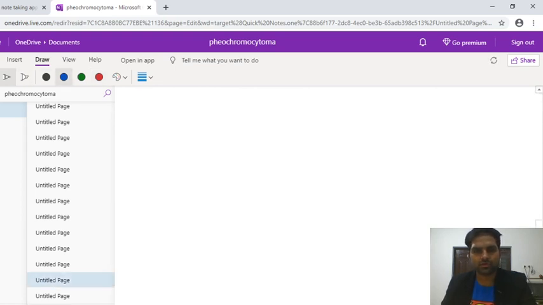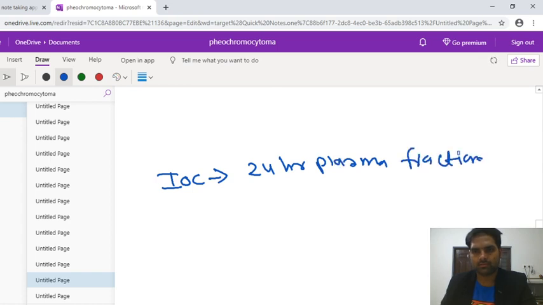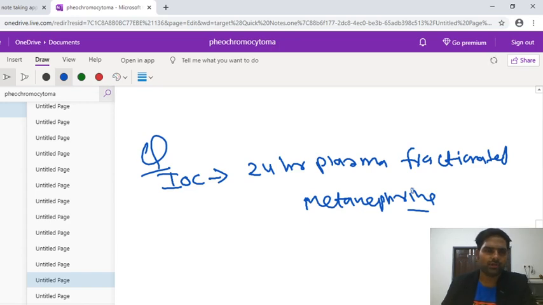Now let's see what will be the investigation of choice. The investigation of choice for pheochromocytoma will be 24-hour plasma fractionated metanephrine. Okay, this will be the investigation of choice for the pheochromocytoma.